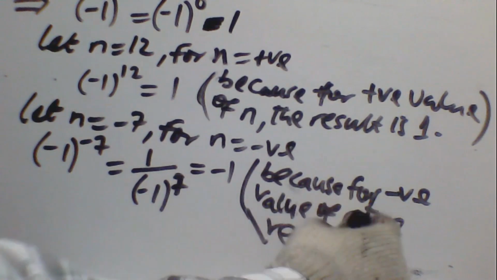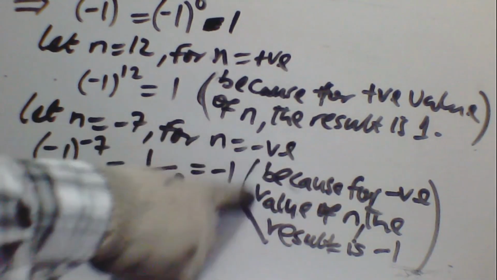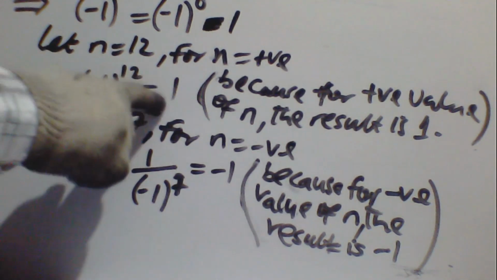The result is what? Negative 1 or minus 1. So notice that this rule only applies for what? For negative 1, minus 1, not plus 1. For plus 1, negative or positive, any number of power, the result is 1. But for minus 1, the positive power will give us plus 1.